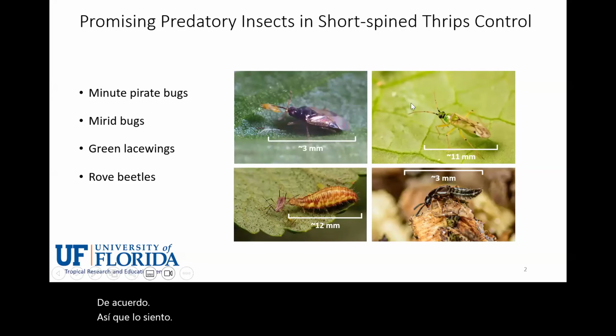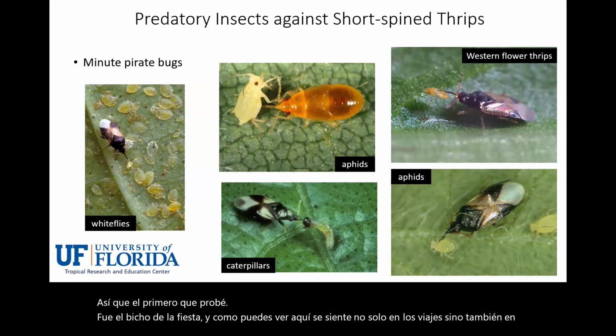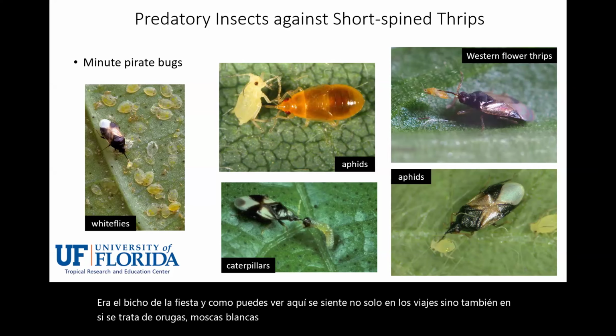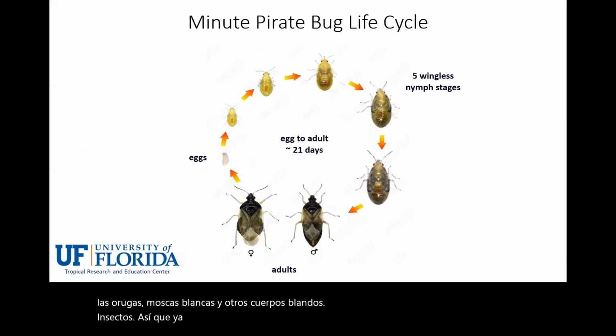Okay, so let me continue from here. The first one that I tested was the pirate bug. As you can see here, it feeds not only on thrips, but also on aphids, caterpillars, whiteflies, and other soft body insects. So it was already a very good candidate that we test for the short spine thrips.